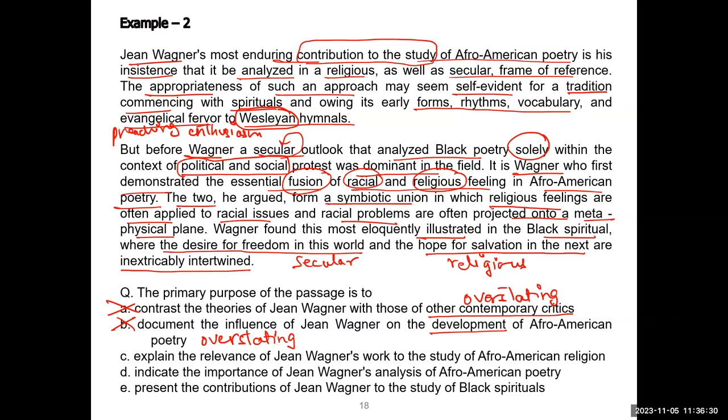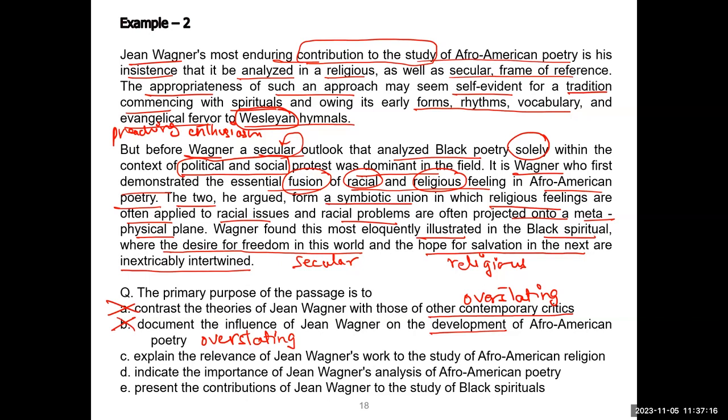Option C: the primary purpose of the passage is to explain the relevance of John Wagner's work to the study of Afro-American religion. Can I mark C as the answer? Tell me, please. Sir, it was not his work. It was, I think, his analysis of Afro-American poetry. So not C, I think. Why?